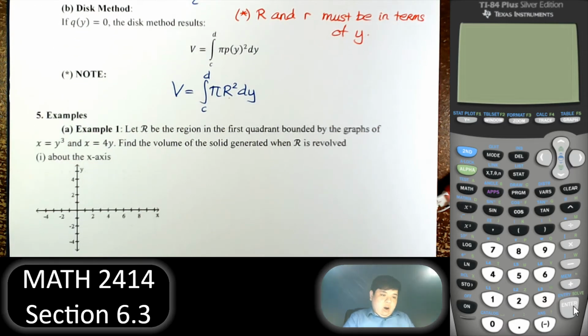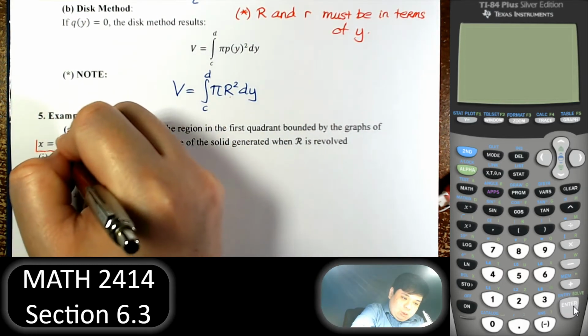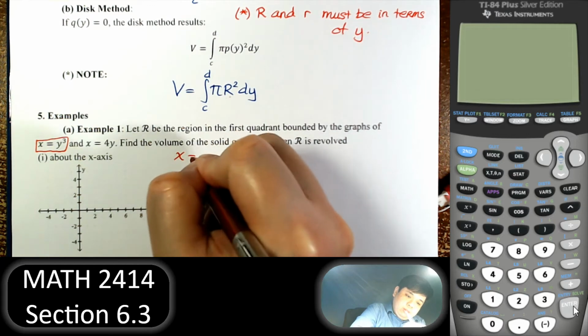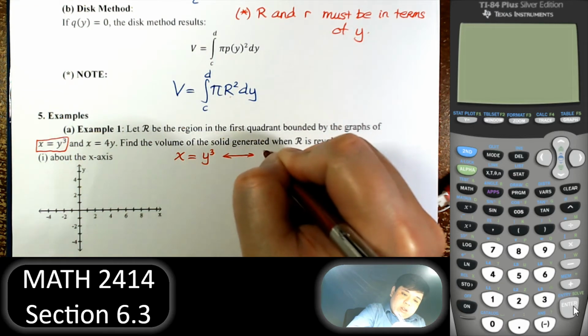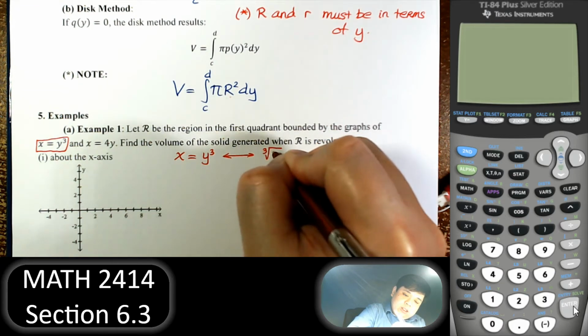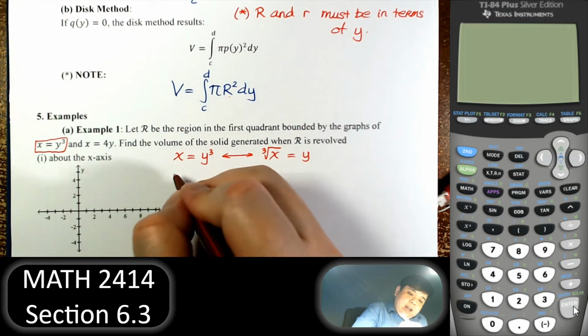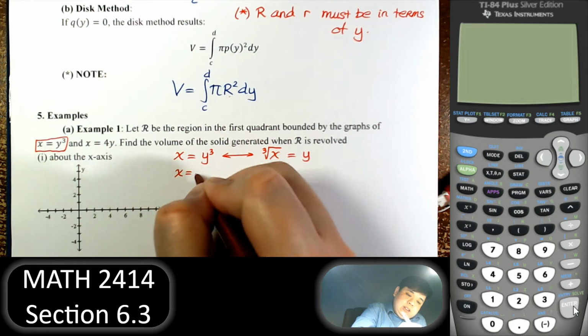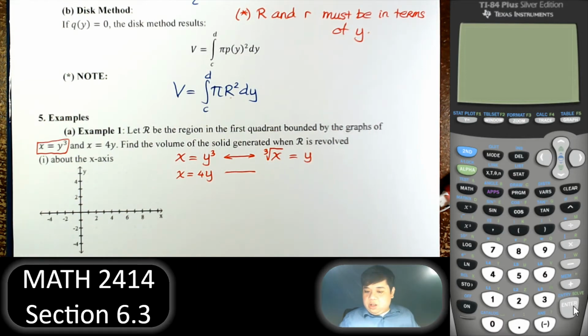Right. Let R be the region bounded in the first quadrant by the graph of x equal y cubed. X equal y cubed is like y equal to cube root of x. Right. So x equal to y cubed. If we take the cube root on both sides, cube root of x equal to y. And then x equal to 4y is equivalent. I should use a different color.